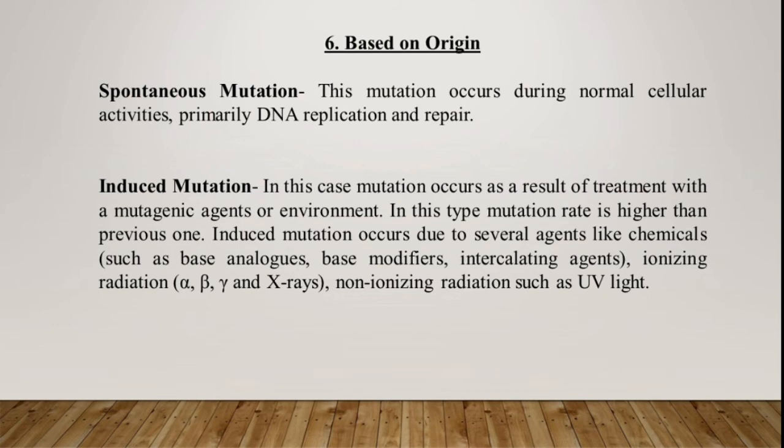Induced mutation occurs due to several agents like chemicals. Under chemicals, such agents are base analogs, base modifiers, and intercalating agents. Next is ionizing radiation. Under ionizing radiation, there are alpha, beta, gamma and X-rays. And next is non-ionizing radiation such as UV light.